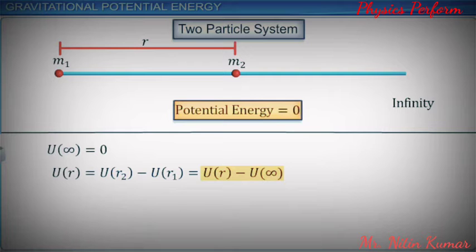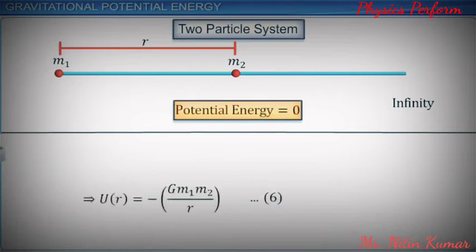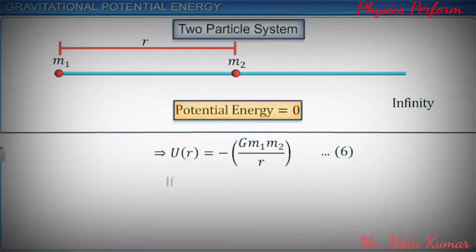In this system, if the mass of one particle, say m1, is taken to be unity and the mass of m2 as m, then the energy of the two-particle system is U(r) is equal to minus G m divided by r. This is defined as the gravitational potential at a distance r from a particle of mass m, measured in joule per kilogram. So far we have considered a two-particle system.